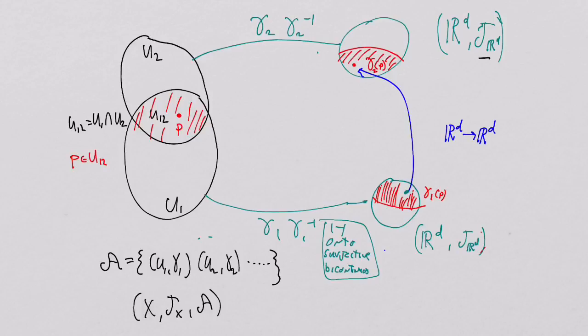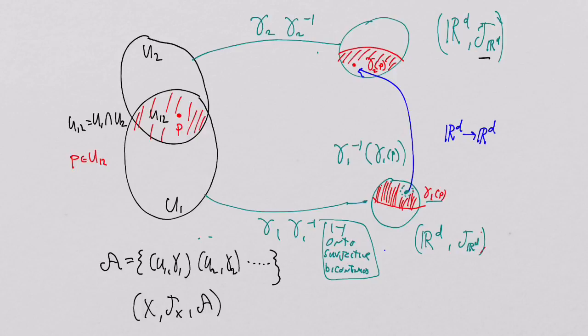I think my color coding is not very disciplined here, but gamma 1 inverse, right? I'm going to this point. I'm taking this point. This point is gamma 1 of p. So gamma 1 inverse of gamma 1 of p, which also looks a little bit ridiculous, is obviously p, right?